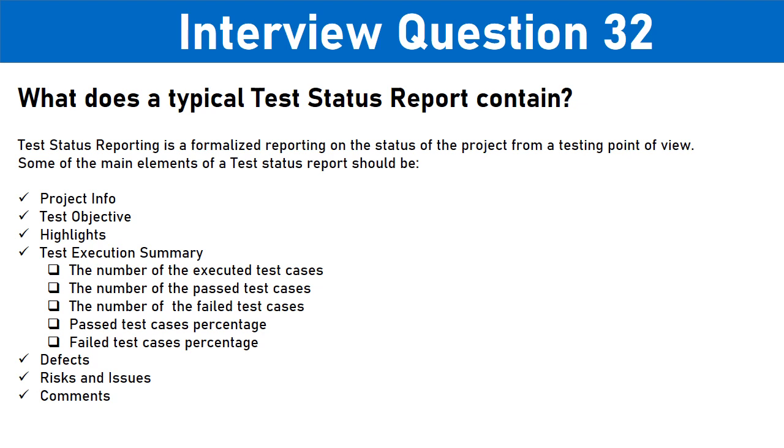Test status reporting is a formalized reporting on the status of the project from a testing point of view. Some of the main elements of a test status report should be: project info, test objective, highlights, test execution summary, the number of the executed test cases, the number of the passed test cases, the number of the failed test cases, passed test cases percentage, failed test cases percentage, defects, risks and issues, and any comments.